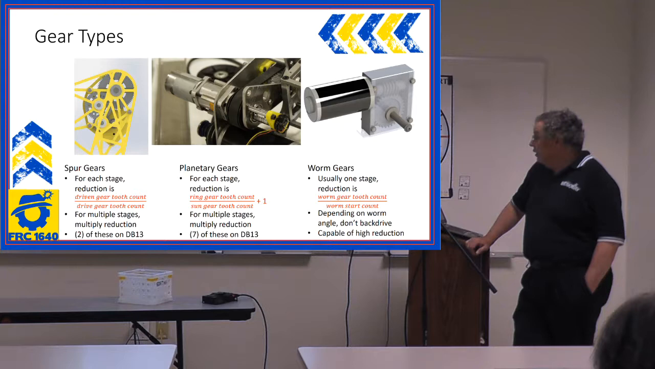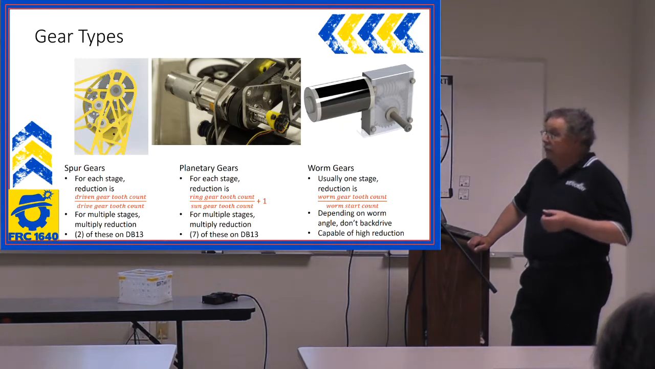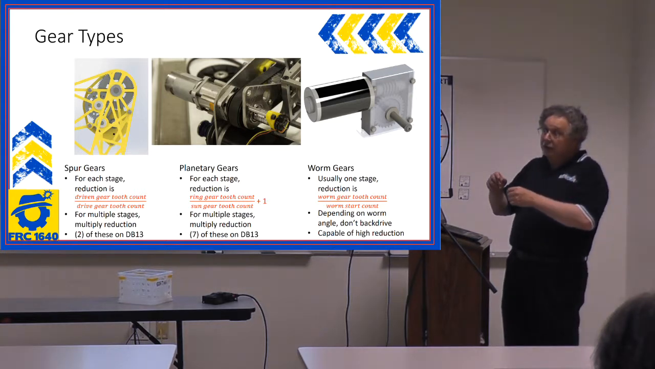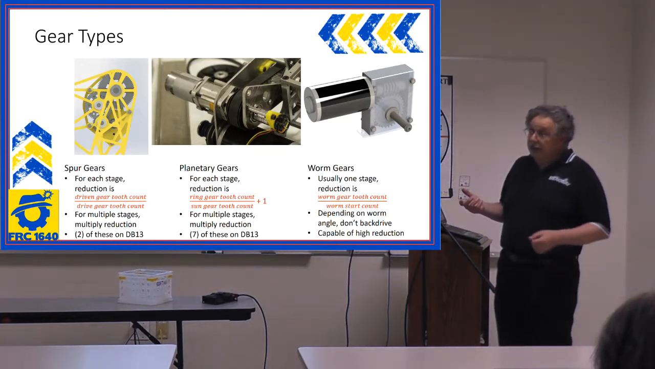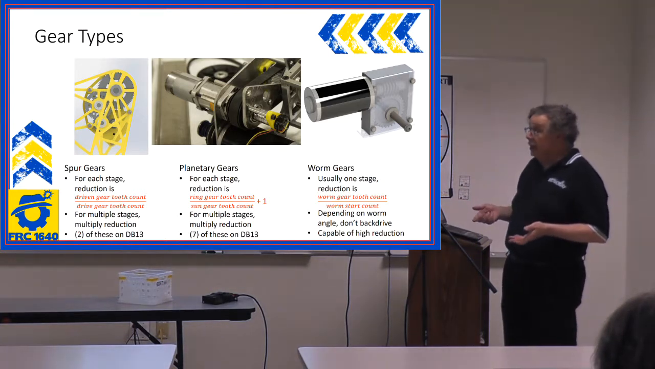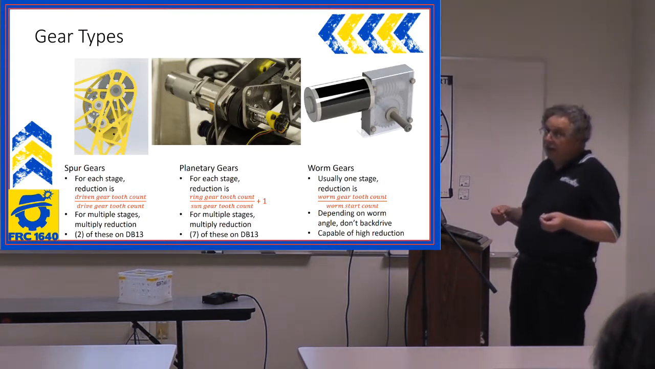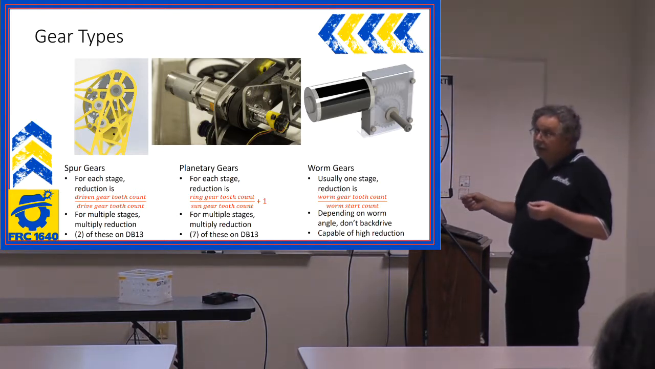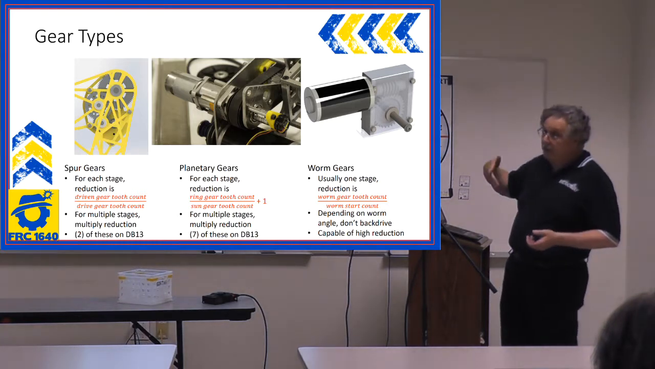For each stage of reduction, the reduction is the driven gear tooth count divided by the drive gear tooth count. The drive gear is the one that your motor is turning. The driven gear is the one that it turns. And for multiple stages, because this is a 3-stage reduction, you multiply the reduction for each stage. So if you had 3 stages at 3-to-1 reduction, 3 times 3 is 9, times 3 is 27-to-1 reduction overall.